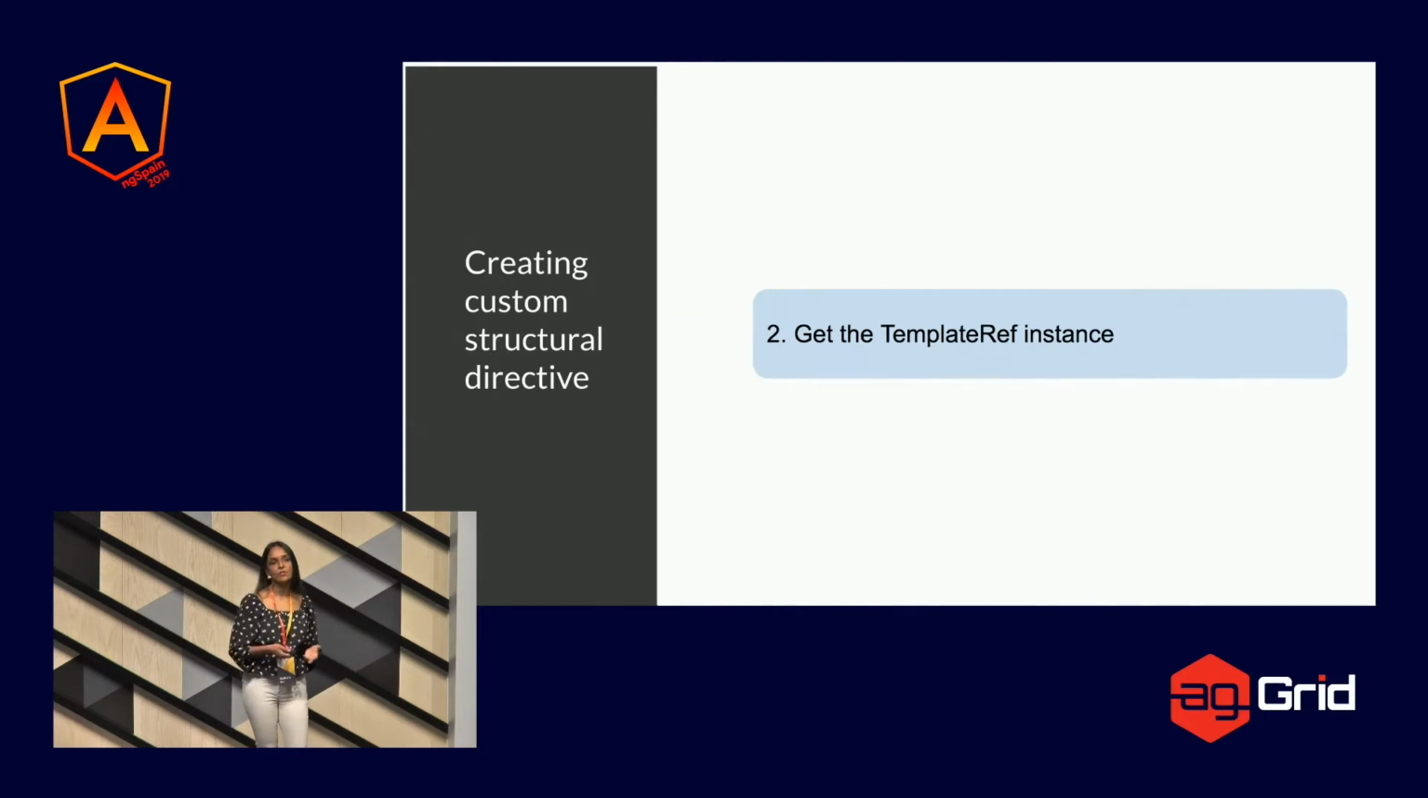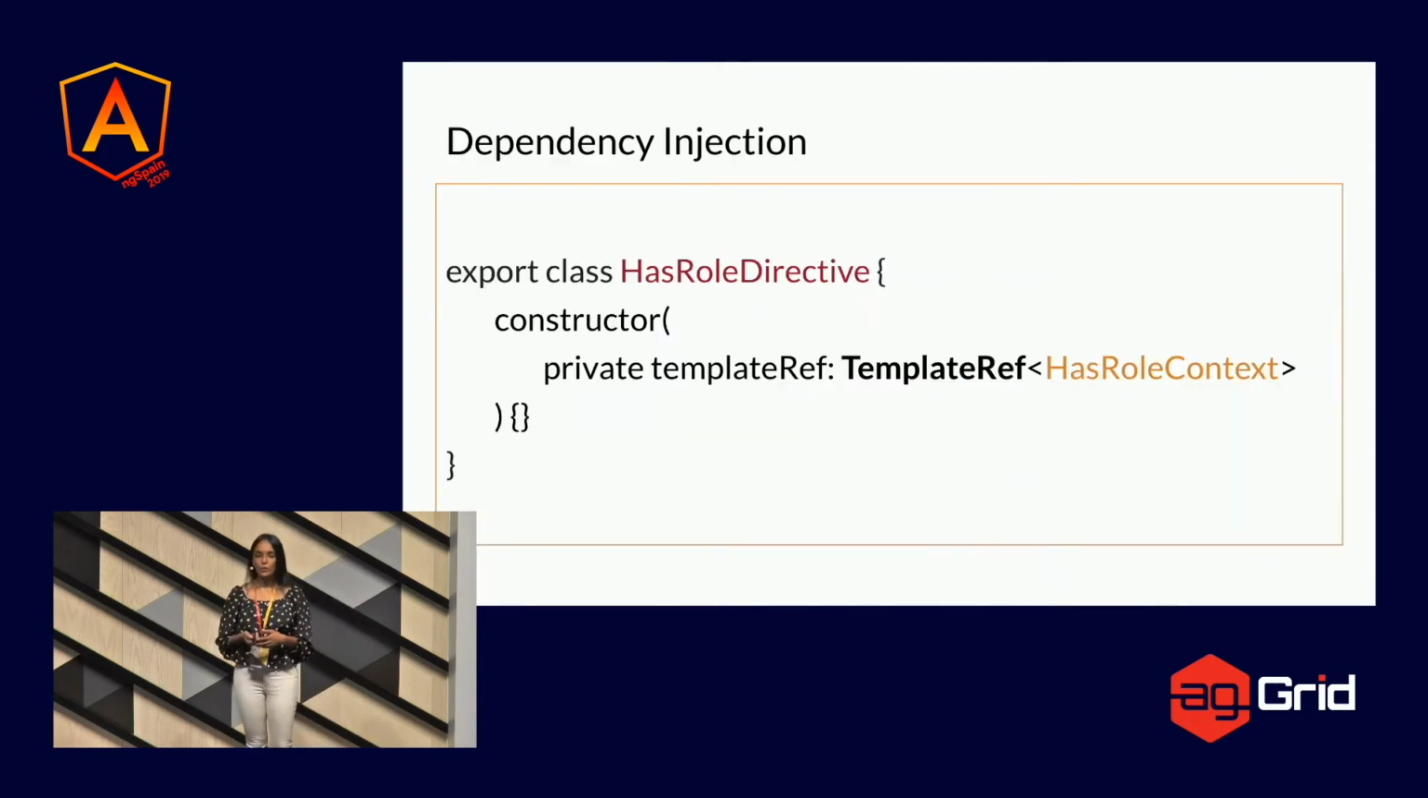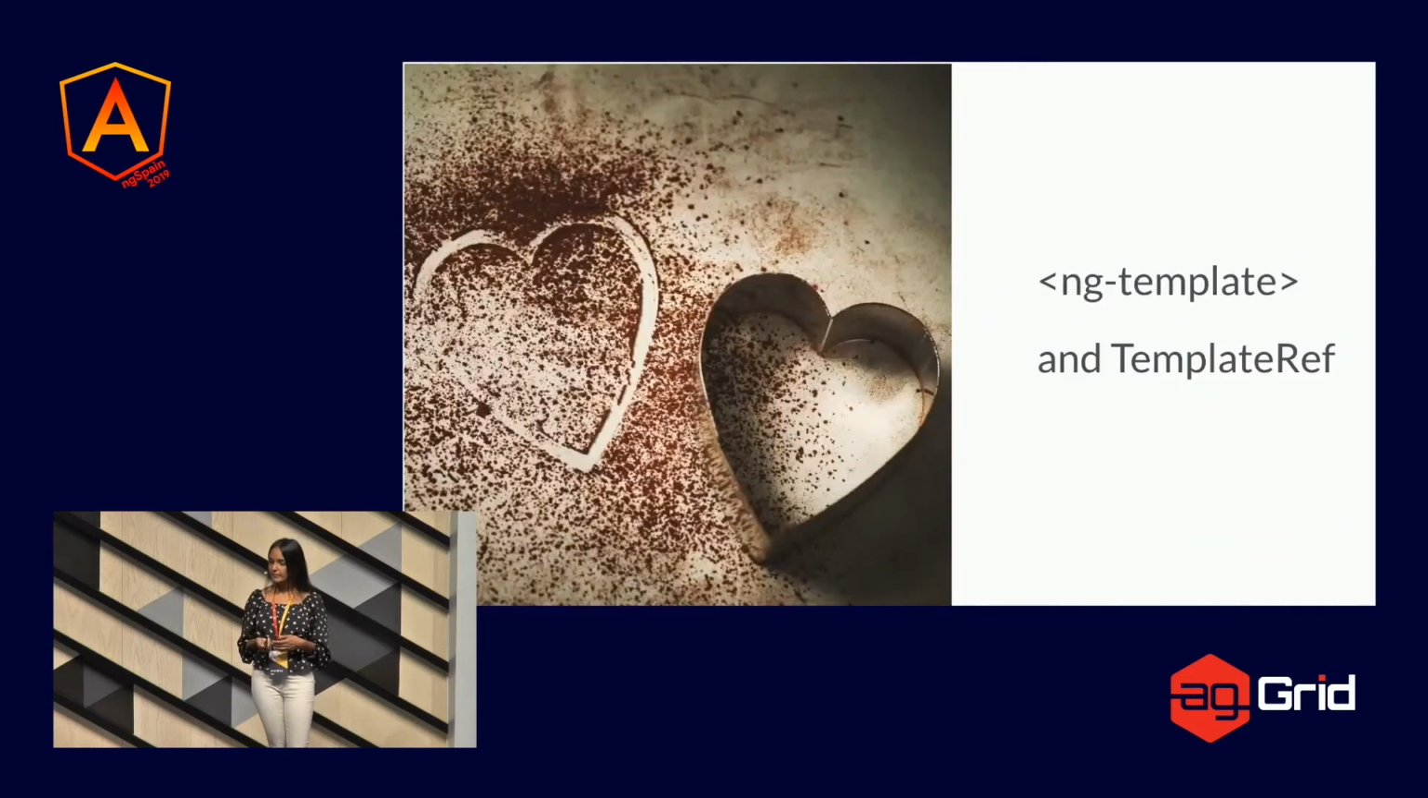So a structural directive needs the reference to the template, which defines the embedded view that needs to be rendered. And we can get that. So directives can access their host through dependency injection. So since ngTemplate is the host of the structural directive, it can access the template reference through dependency injection.